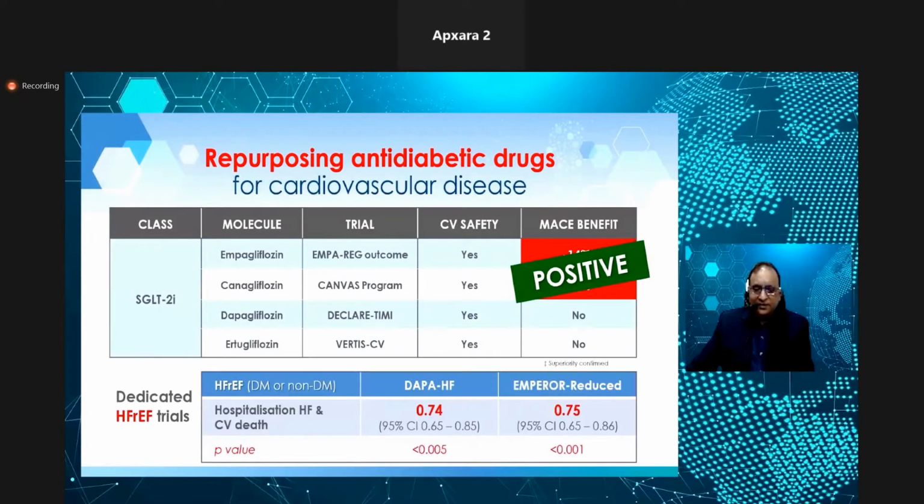And if you look at dapagliflozin and empagliflozin here, they have dedicated heart failure studies with reduced ejection fraction. And they have shown hospitalization reduction in heart failure as well as reduction of CV death to a value of around about 25%. So again, these two studies were positive, showing cardiovascular benefit.